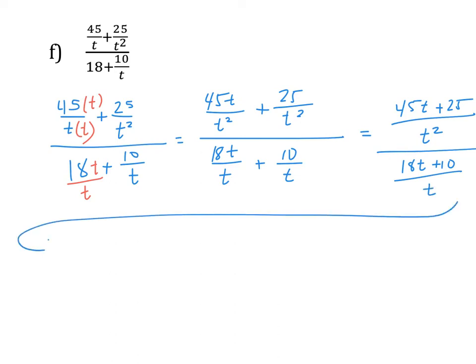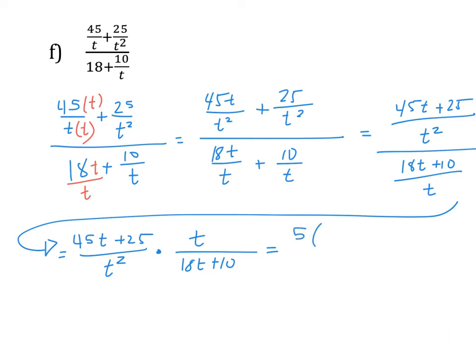Then I'm going to bring this over and write it horizontally. I'm multiplying by the reciprocal of my denominator, right? So I'm going to flip this second one. As always, I want to factor what I can. 45t and 25, they're both divisible by 5. 5 times 9t plus 5 over t squared times t over, factoring out 2 from each of these, we have 2 times 9t plus 5.